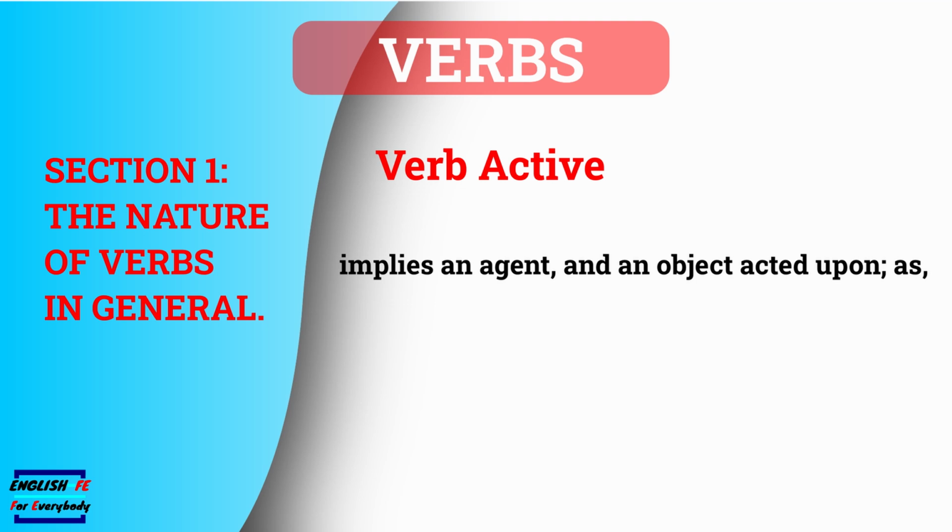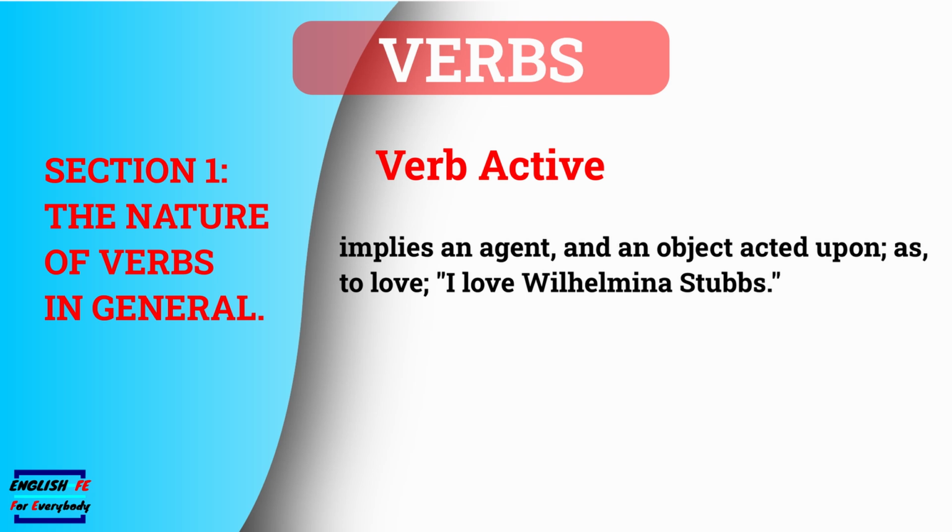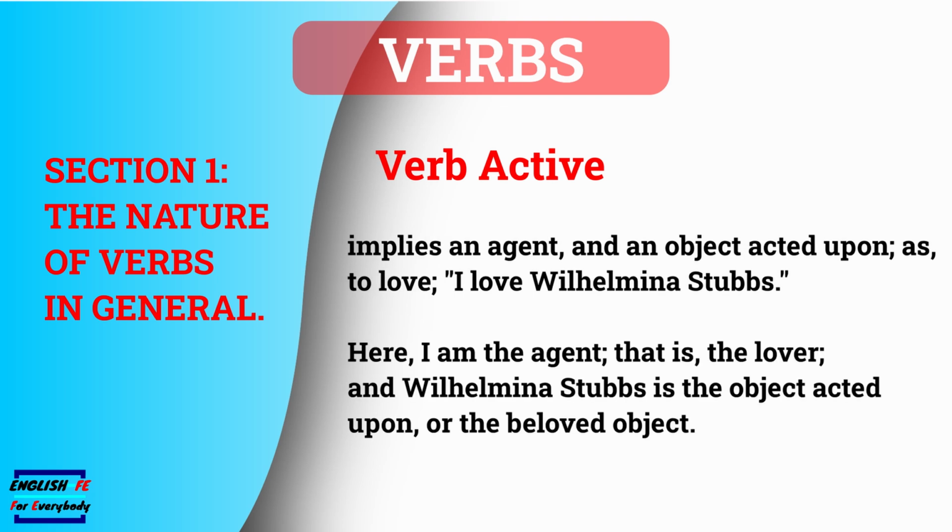A verb active implies an agent and an object acted upon, as to love. I love Wilhelmina Stubbs. Here I am the agent, that is, the lover, and Wilhelmina Stubbs is the object acted upon, or the beloved object.